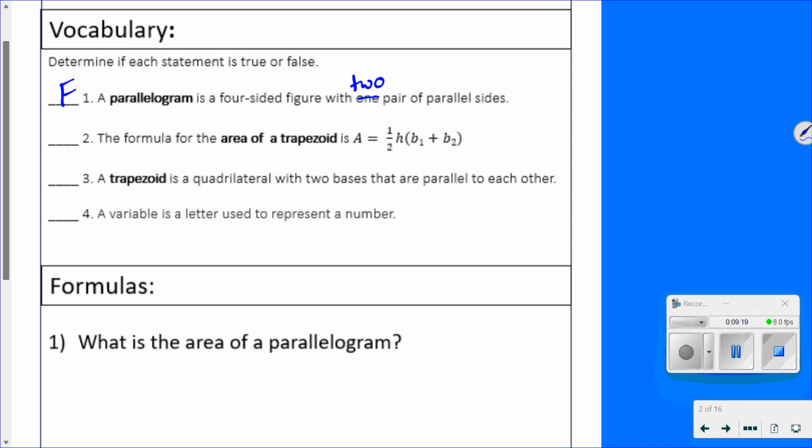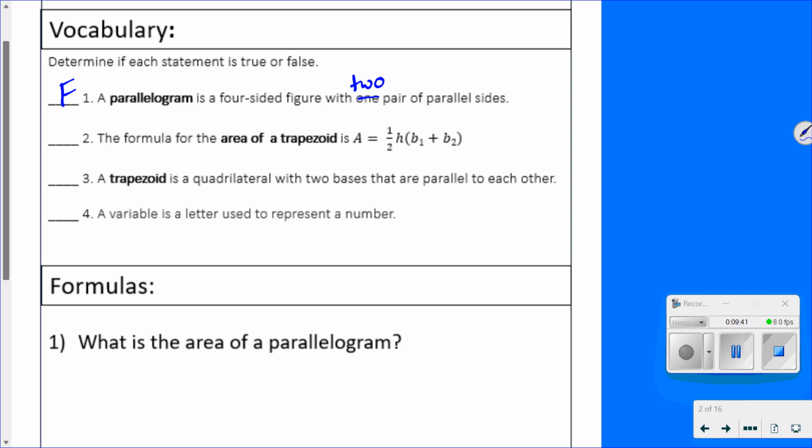Number 2, the formula for the area of a trapezoid is area equals 1/2 height multiplied by the sum of base 1 plus base 2. Is this true or false? Show of hands who picked true. Who picked false? It is true.